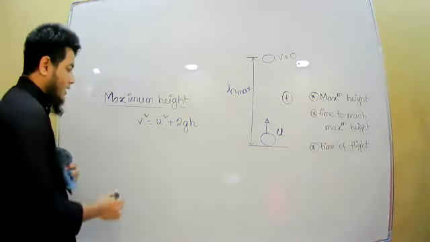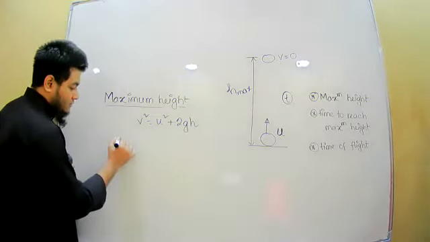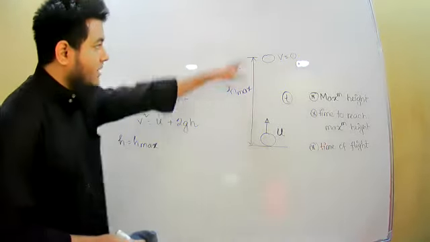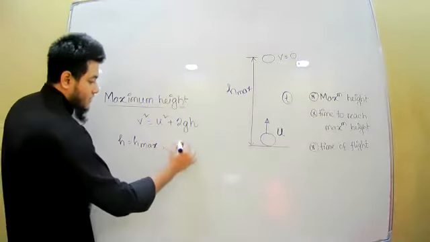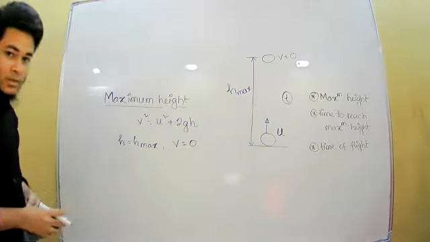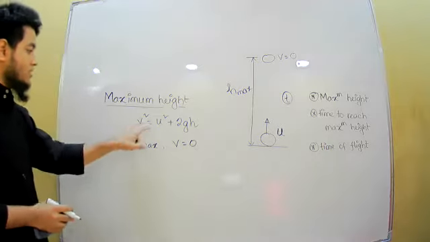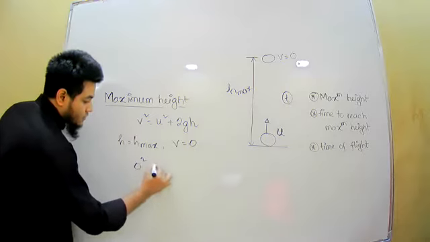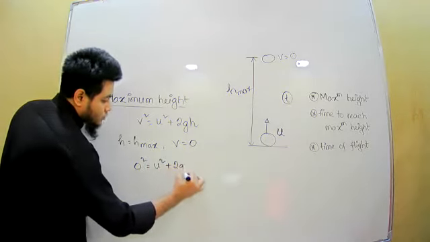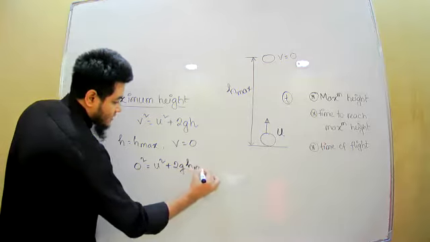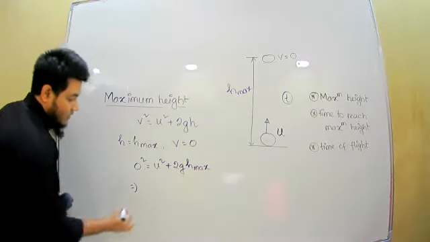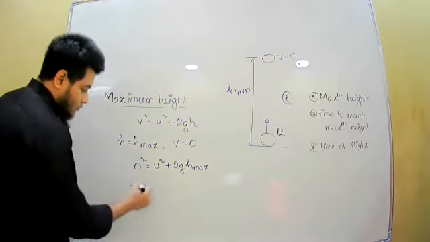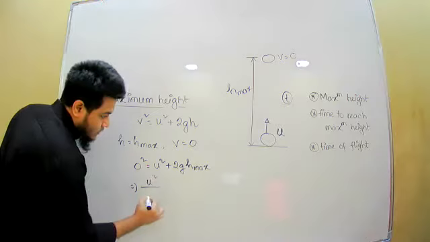We know this, right? Now, if we consider that h is equal to h max, that means we are considering the maximum height, then for that position, we can say the velocity v is equal to 0. So if we replace these two values in this equation, then what will we get? v we will replace by 0, so it will become 0 square is equal to u square plus 2g, and h will become h max. Then this u square we can move to the other side.